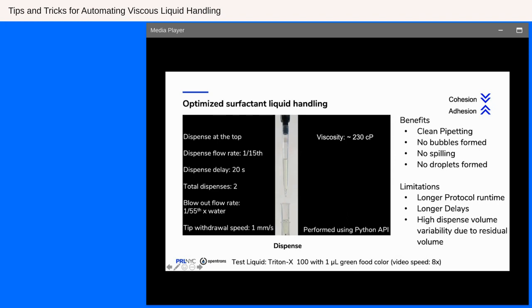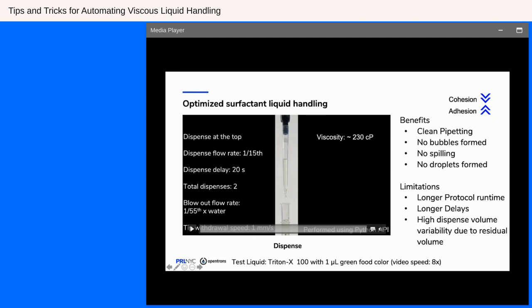Again, coming back to the affinity of the liquid to the labware, we have to dispense at the top, because when we are dispensing this liquid, it will easily adhere to the tip itself when it is being dispensed out. So it's a good idea to dispense at the top of the wall and then dispense at a slower flow rate, so that we are still able to maintain the meniscus, and the whole liquid is able to flow cohesively towards the bottom of the tip.